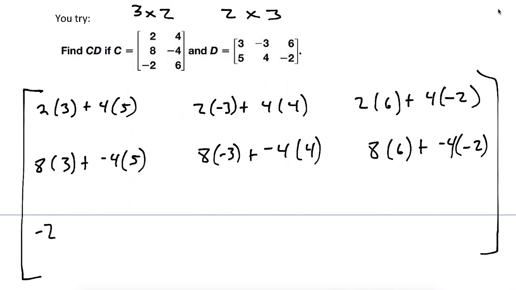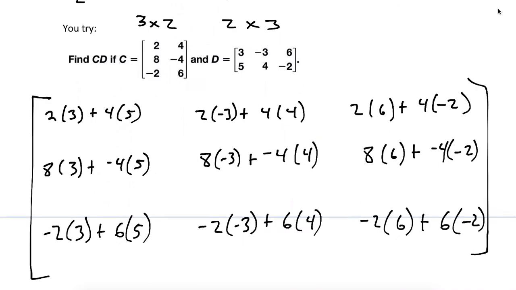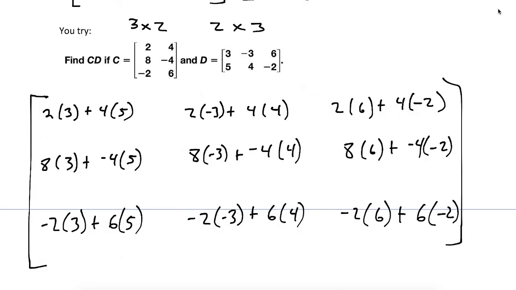We got negative 2 times 3 plus 6 times 5. Negative 2 times negative 3 plus 6 times 4. And then finally, negative 2 times 6 plus 6 times negative 2. And then you can go through and calculate the result on that, and you would be good. So that would end up being a 3 by 3. Hopefully that helps. Hopefully that will give you enough information to get an answer to any of these. And let me know if you have any questions.